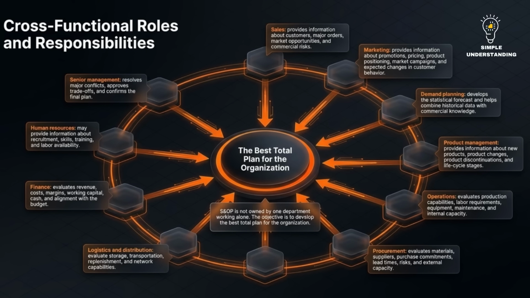Cross-functional participation also improves accountability. When functions agree on the assumptions and decisions, it becomes more difficult for one department to blame another when actual results are different from the plan.